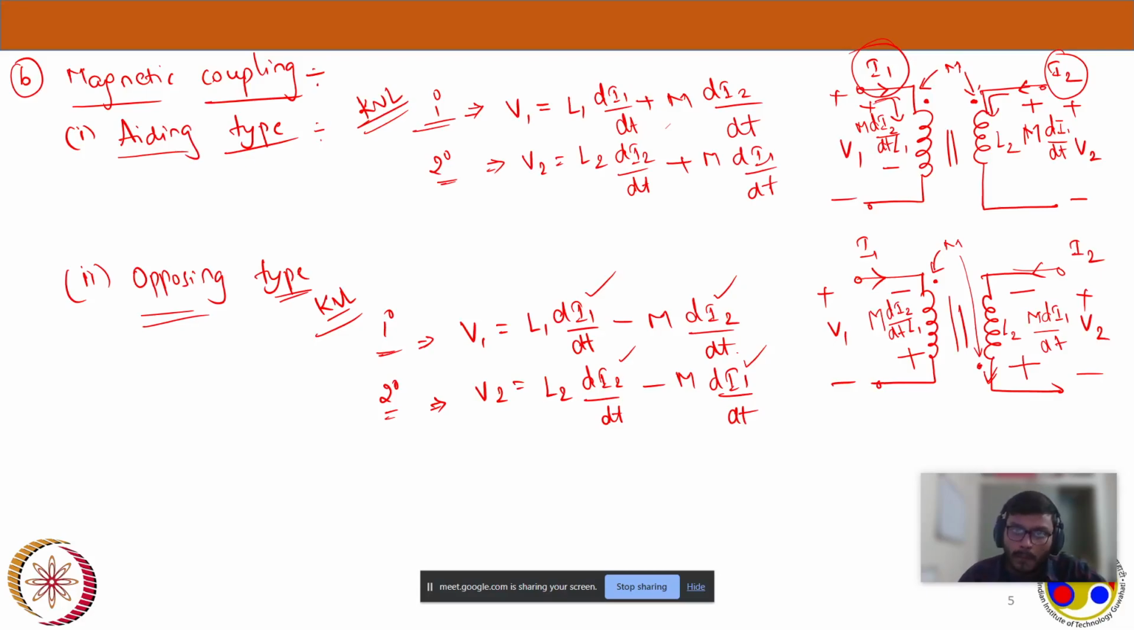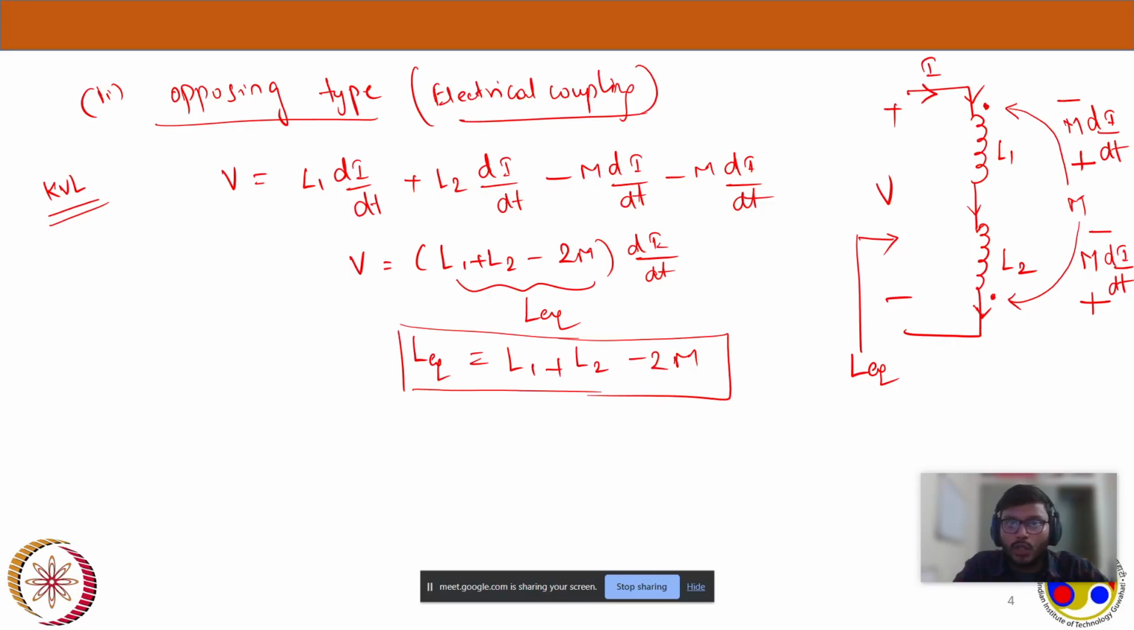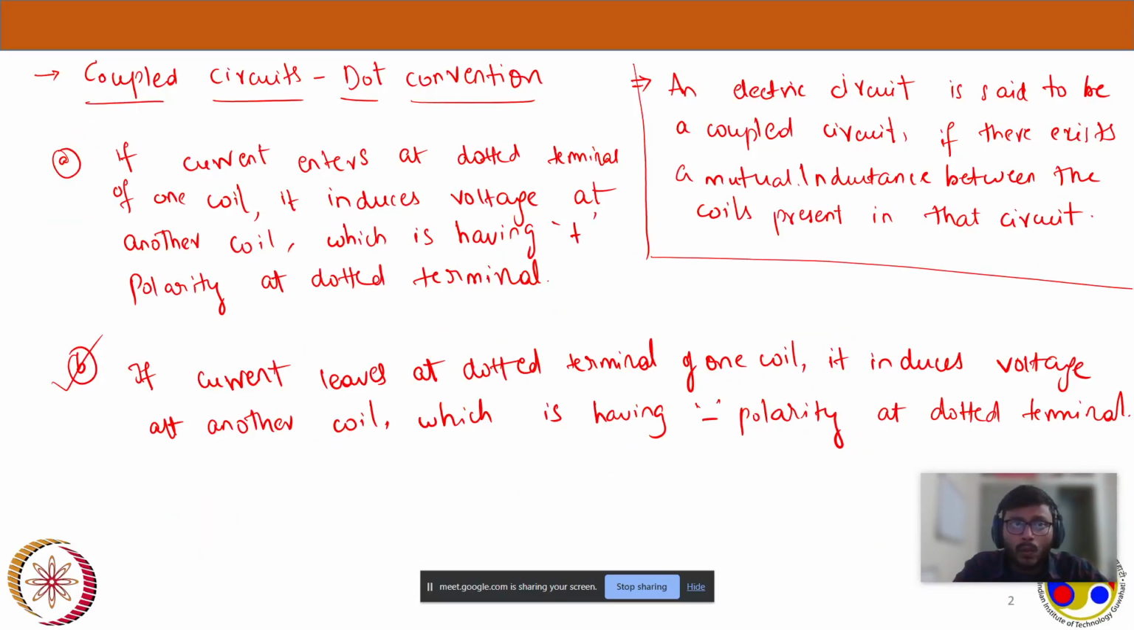I wanted to discuss it in depth because there should not be any confusion. So I hope now we have an even better understanding of the dot concepts: what kind of circuit is called a coupled circuit, and within a coupled circuit, what exactly a dot convention means, and what it explains when the current is entering at the dotted terminal. What is the polarity? I hope everything is clear now.